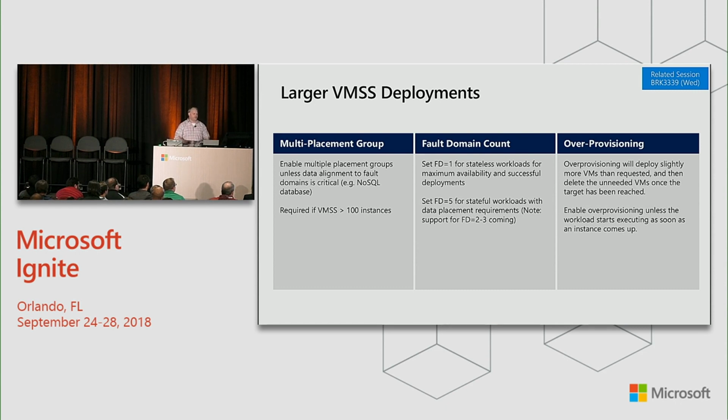However, if you have a quorum-based workload, that NoSQL workload that I mentioned, typically you want to do a fault domain of 5, and that gives you 5 separate fault domains to deploy those instances. And that's 5 fault domains per placement group. Soon we'll have the ability to configure that to 2 or 3 that kind of fits for your application.